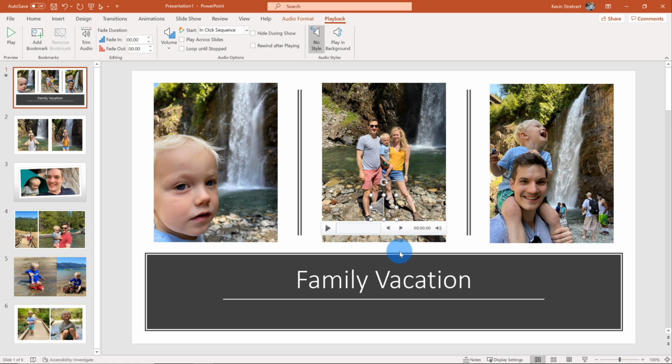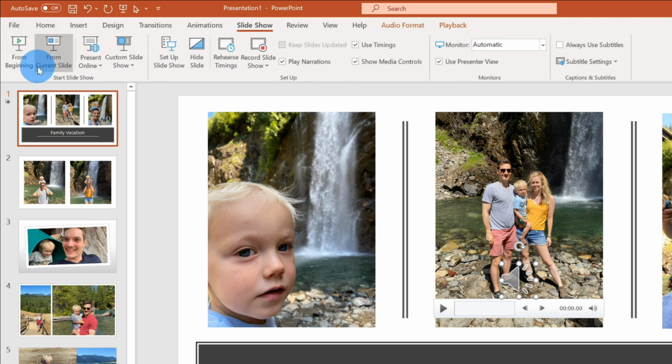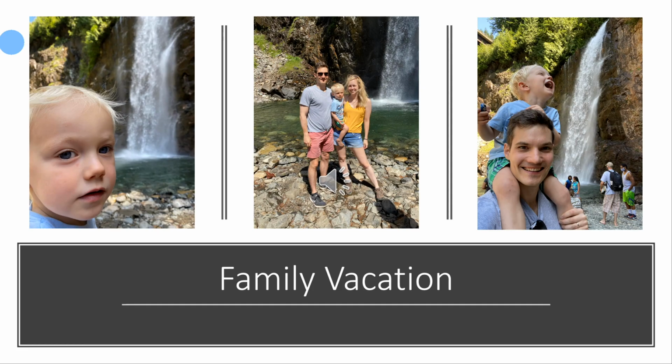If I jump into slideshow mode, I'll show you why. To jump into slideshow mode, we could go up to the top ribbon, click on Slide Show, and click on From Beginning, or alternatively, we can press the F5 key. I'm going to press F5. This jumps us into the presentation, and you might notice that the music doesn't just automatically start playing. I'd like it to start playing automatically.